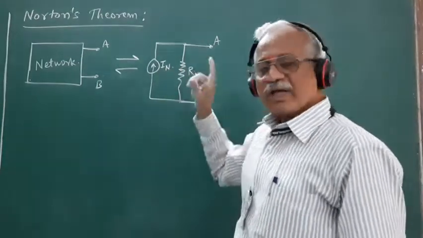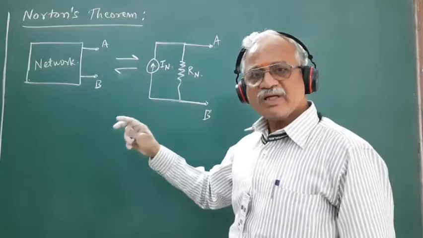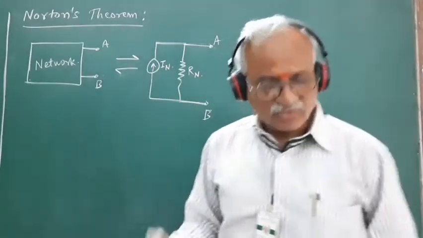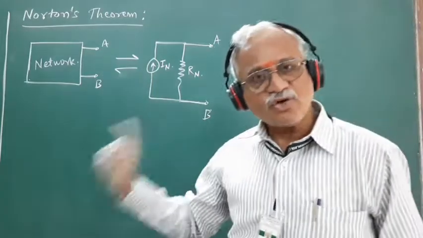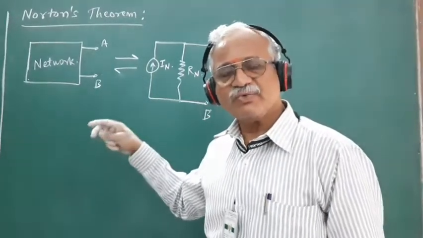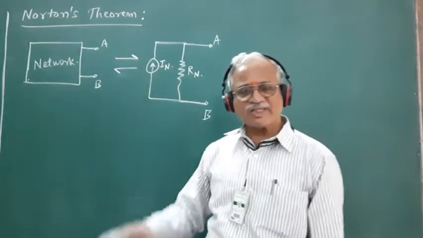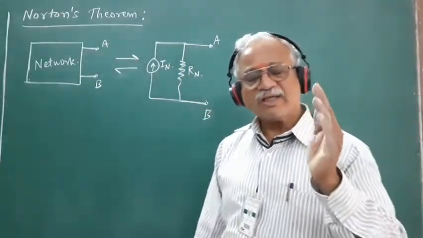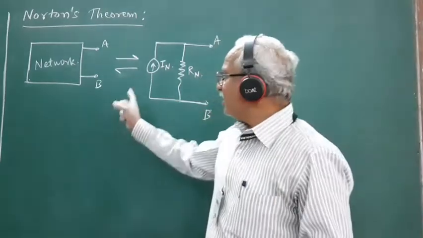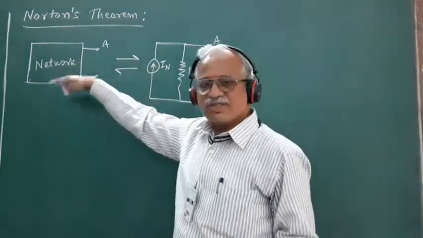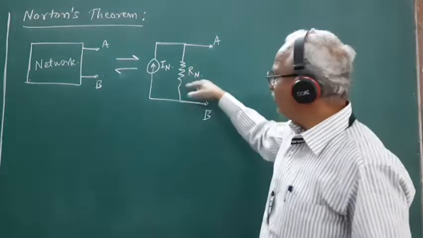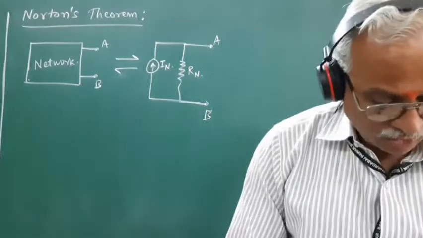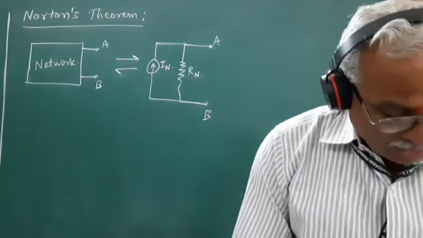And RN is nothing but the equivalent resistance of the given network when the sources of EMFs have been short circuited, when the network is viewed backwards from the open terminals A and B. If all the sources of EMFs are short circuited, then the equivalent resistance of this network will give us the value of RN. So that is the statement of Norton's theorem.